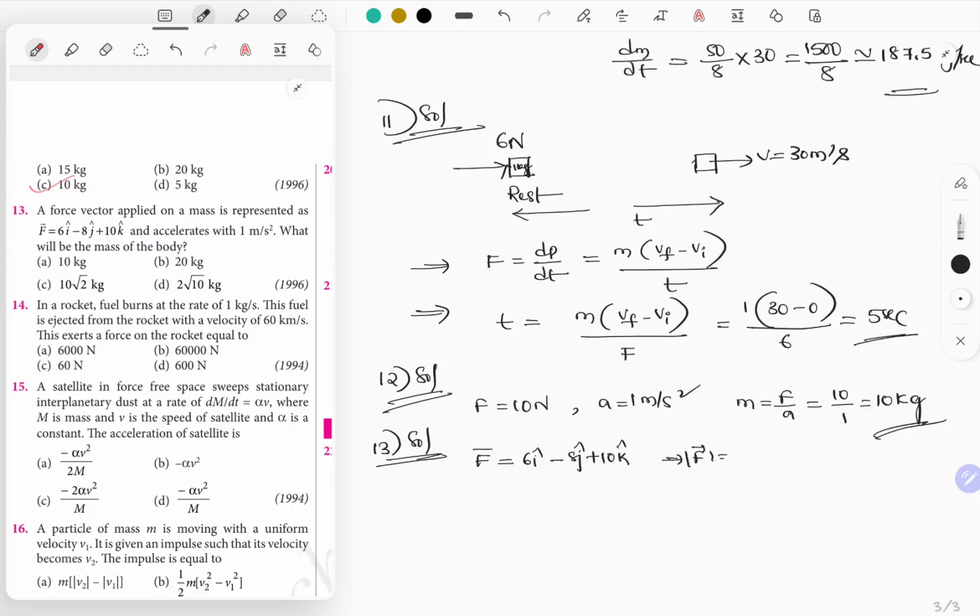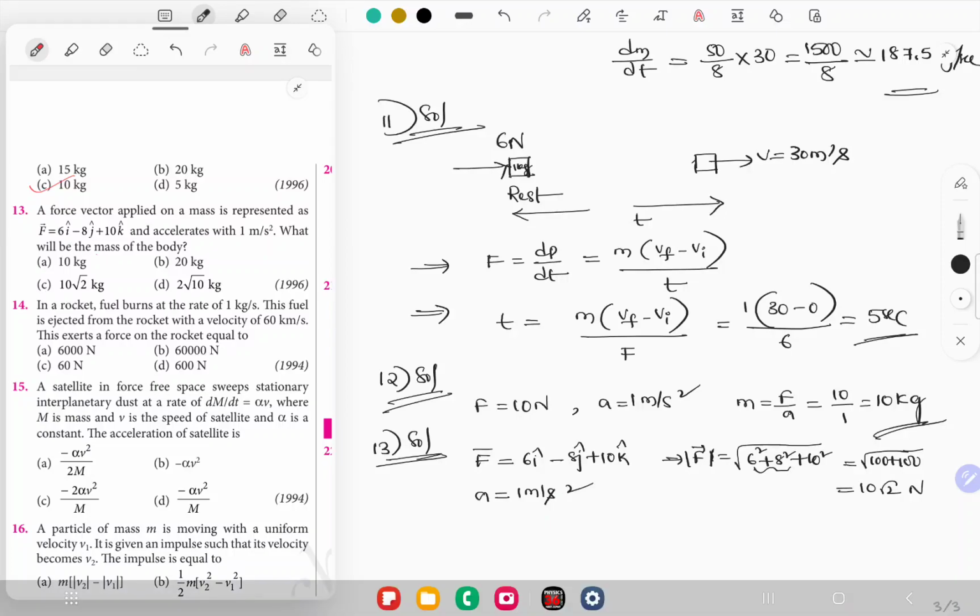Magnitude of the force is equal to root of 6 square plus 8 square plus 10 square, which is equal to root of 100 plus 100. 6 square plus 8 square is going to be 100. So the final answer you are going to get is 10 root 2 Newton. This is the magnitude of the force. And the acceleration of the object is 1 meter per second square.